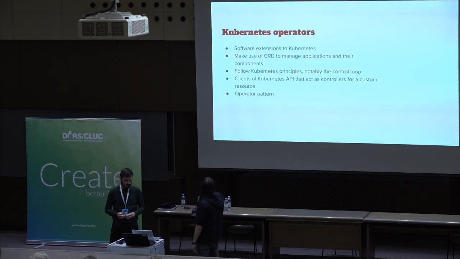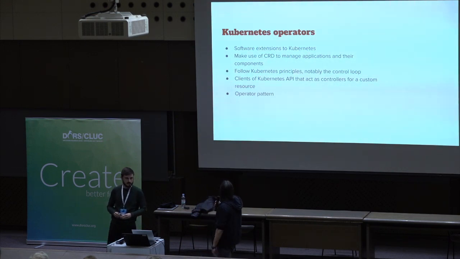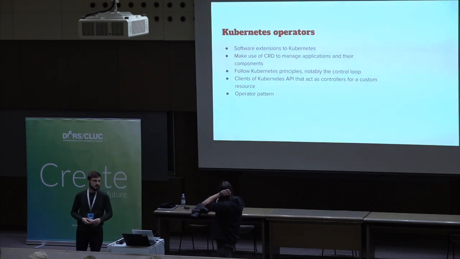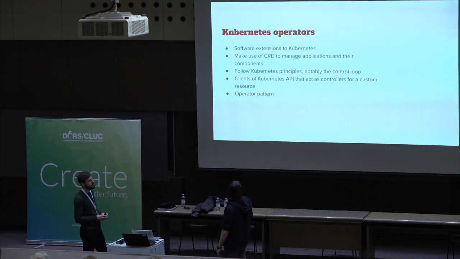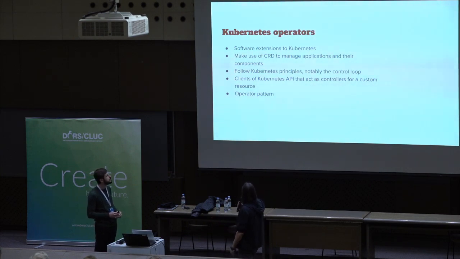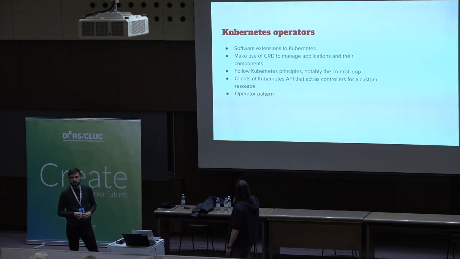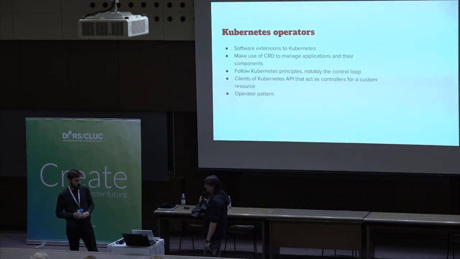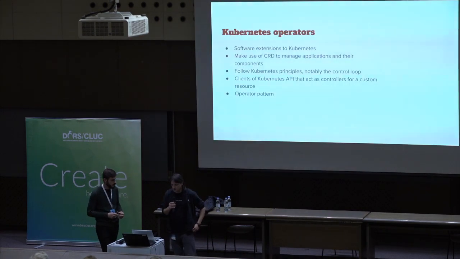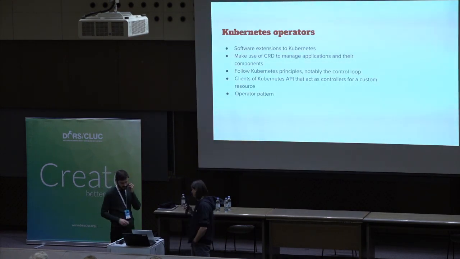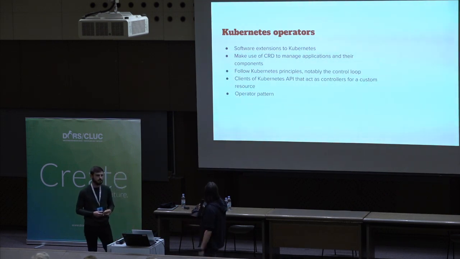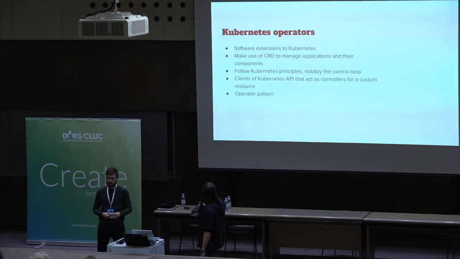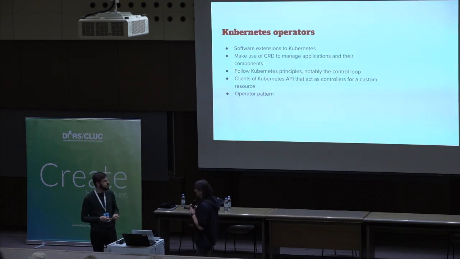And finally, a bit on Kubernetes operators. They are software extensions for Kubernetes. They use the CRDs, and they follow the principles, notably the control loop I was talking about. So clients of the Kubernetes API act as controllers for a custom resource, and this is known as an operator pattern. So once we apply this Keycloak and operators, we will see. I'm going to show you how the CRD will look, how we will apply them, and let's go there.